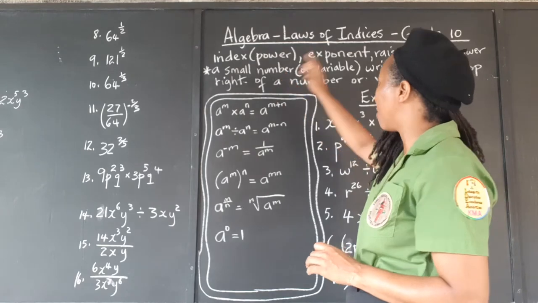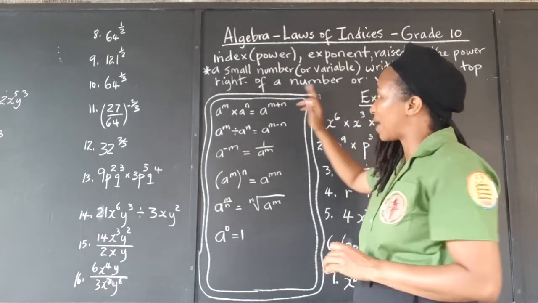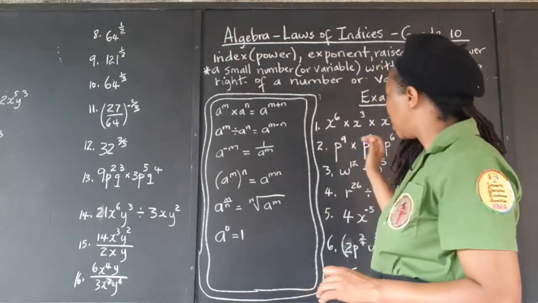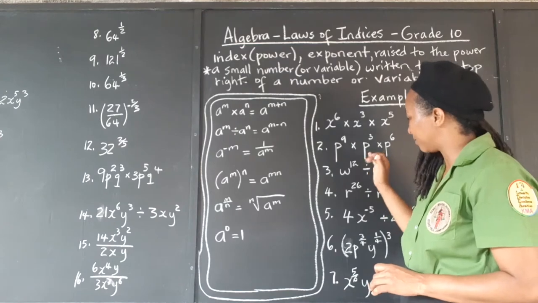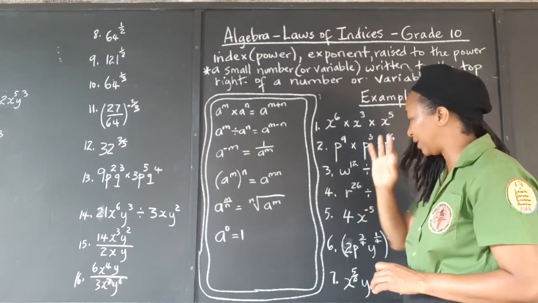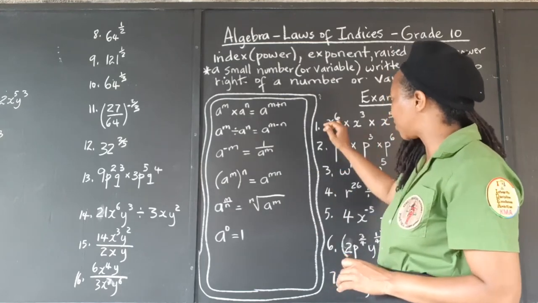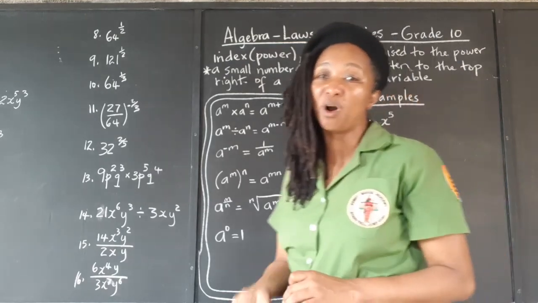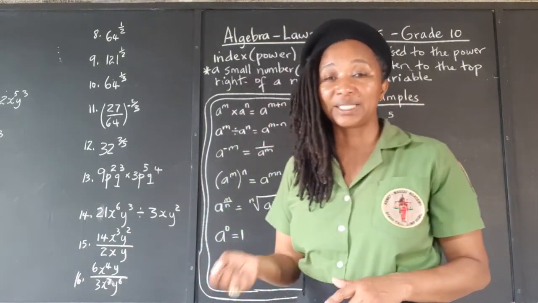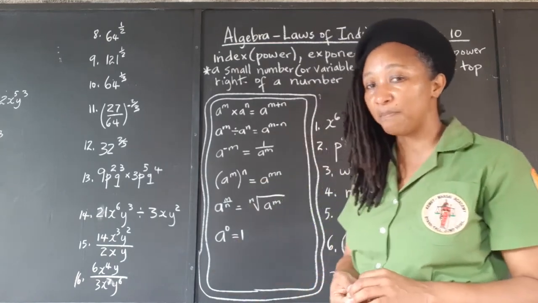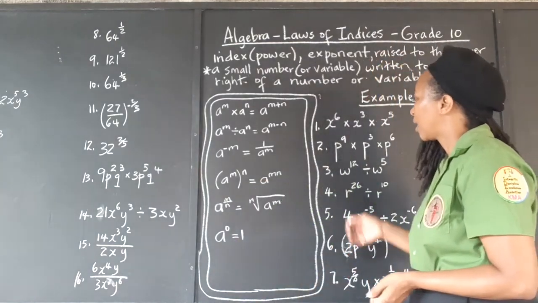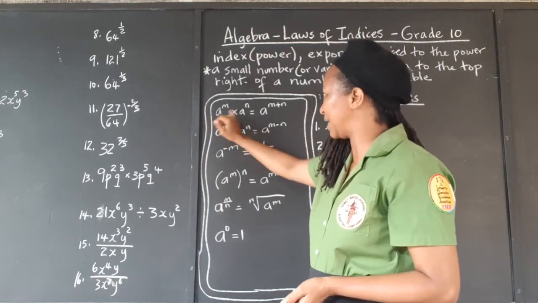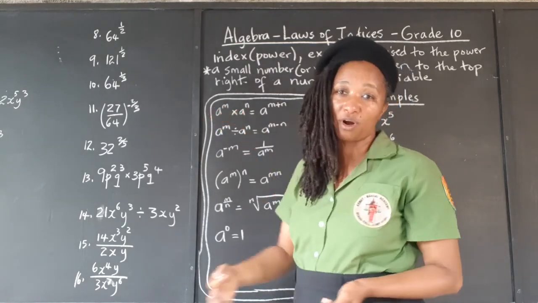So it's a small number or a small variable written to the top right hand of another number or variable. The other numbers or variables are written larger, and the index or power or exponent is written to the right and usually written smaller, just so you know that it's the power. It's not the base. So the base is this number or variable here. This is the base, this is the index or power or exponent.